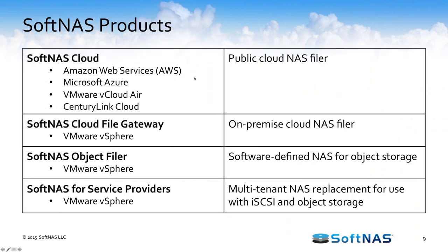We have a couple of different products. Our first is our SoftNAS Cloud product, which runs on your public clouds and is our NAS filer for public clouds. We have our Cloud File Gateway, which is for on-premise use to connect to cloud-based storage. Then we have our Object Filer, which is software-defined storage for object platforms such as Amazon S3. We also have SoftNAS for service providers, our multi-tenant NAS replacement for service providers that are leveraging iSCSI and object storage underneath.